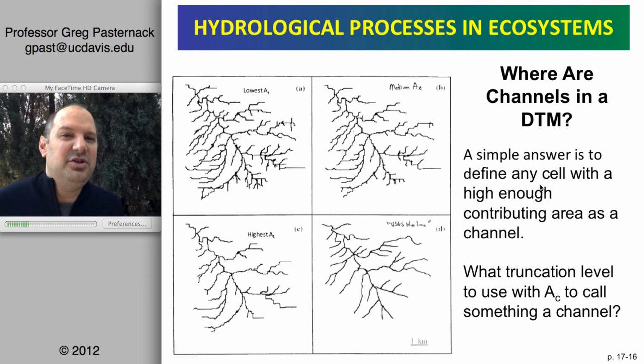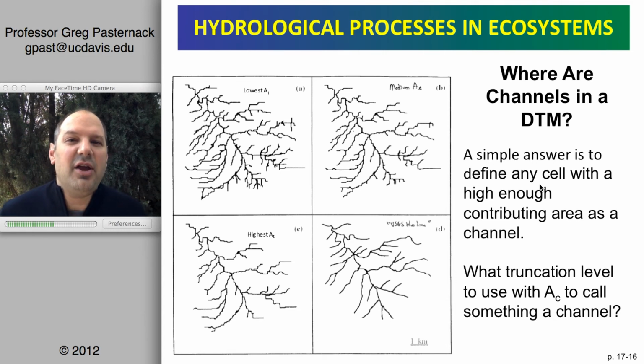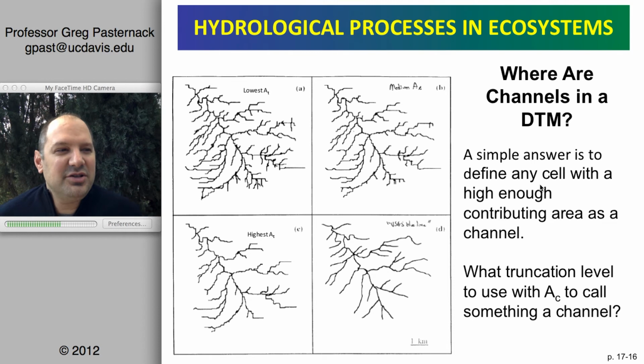The simplest way to do this is to say that when you have a certain amount of contributing area, then you're likely to have enough water to cut a channel. Of course, that's going to hinge on the precipitation rate. So a very low precipitation rate might not even have a channel with a very high contributing area. So there's more physics, in fact, involved, but the simplest first step is to just do it this way.